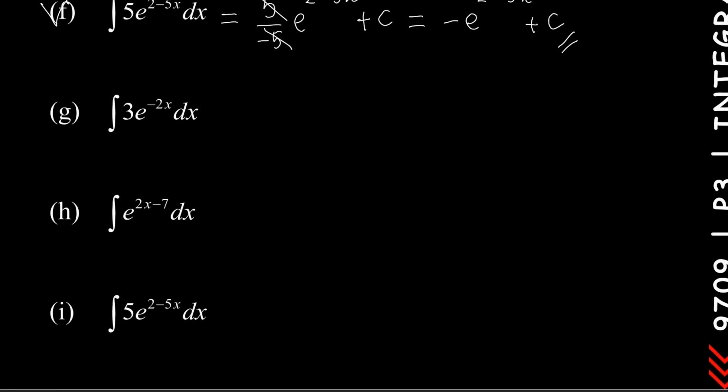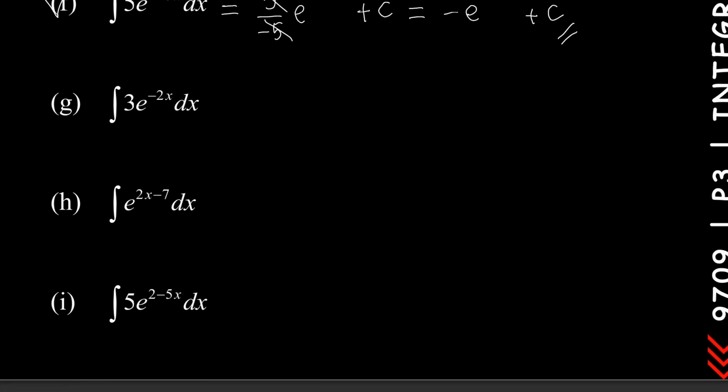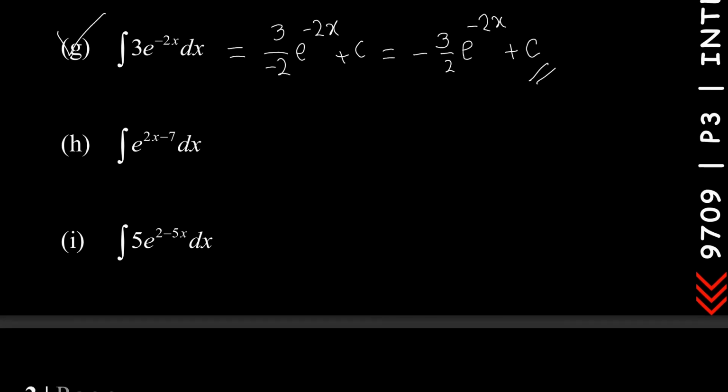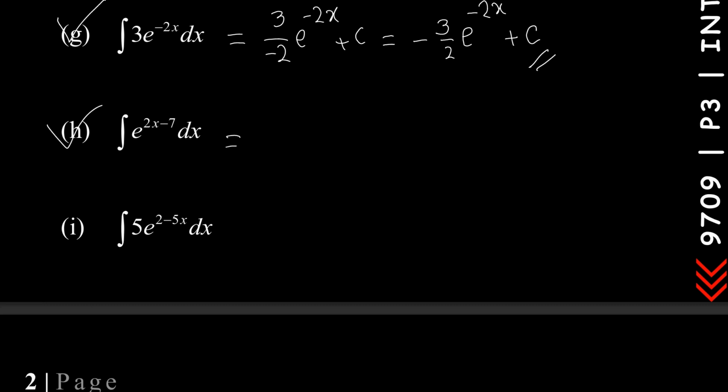I think I'm going to go gradually through some other questions. See here the question G, it is the same but the power is negative, no problem, we can write it 3 by negative 2 e to the power negative 2x plus c. You can also write the minus sign in the middle, 3 by 2 e to the power negative 2x plus c. This is our answer. Hope you got the point. Then H, if I go again, half e to the power 2x minus 7 plus c.